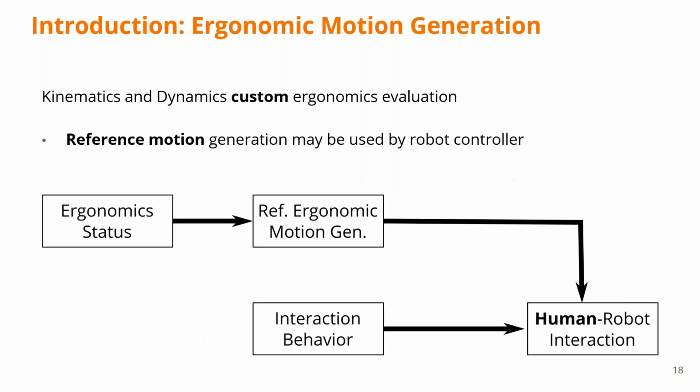If we're able to evaluate both kinematics and dynamics aspects of a motion for different kinds of people, we should also be able to generate optimal ergonomic motions for those people. And then, such reference motion could finally be used as a reference for our robot controller. In the remainder of this presentation, I'll describe the tools that solve some of the issues exposed in this introduction.